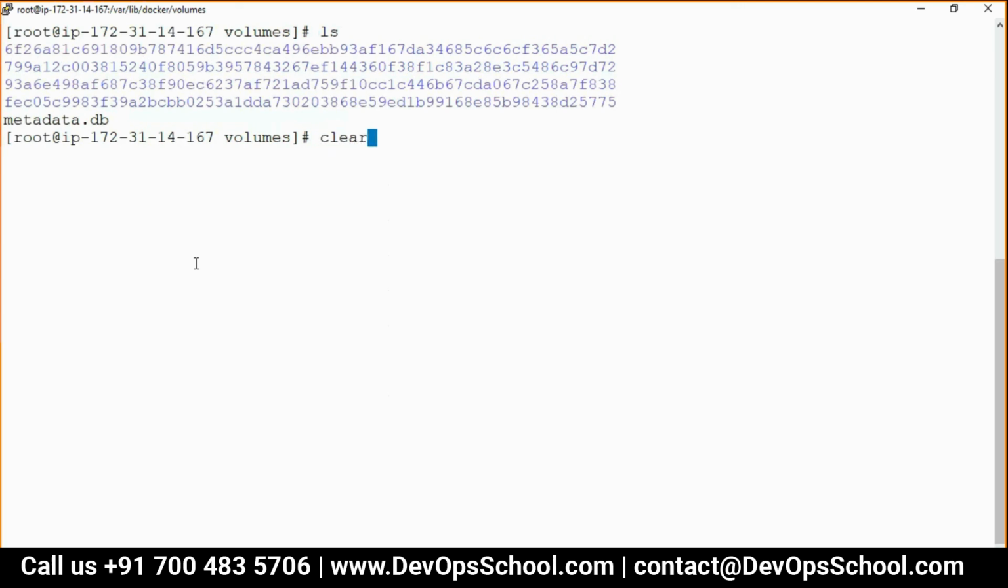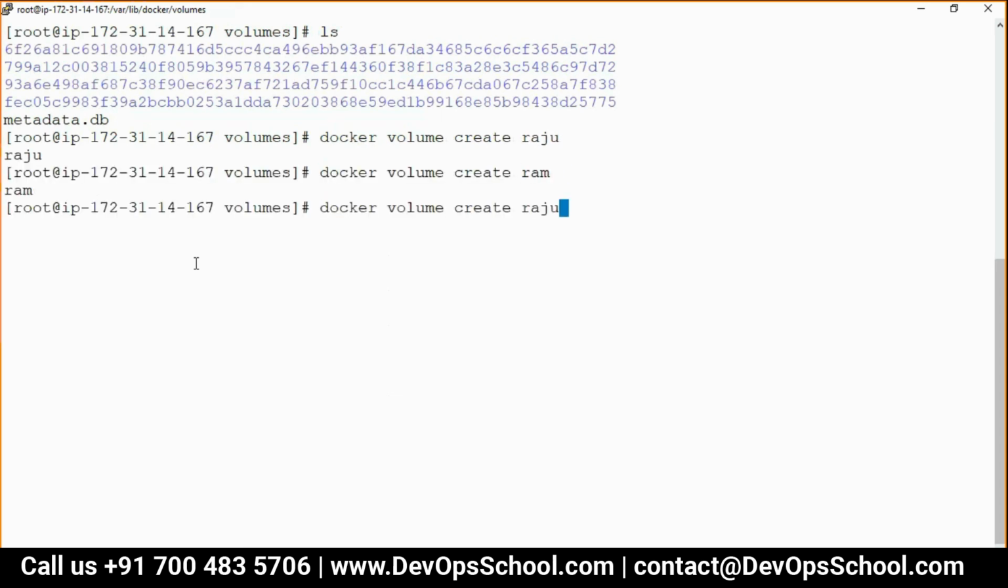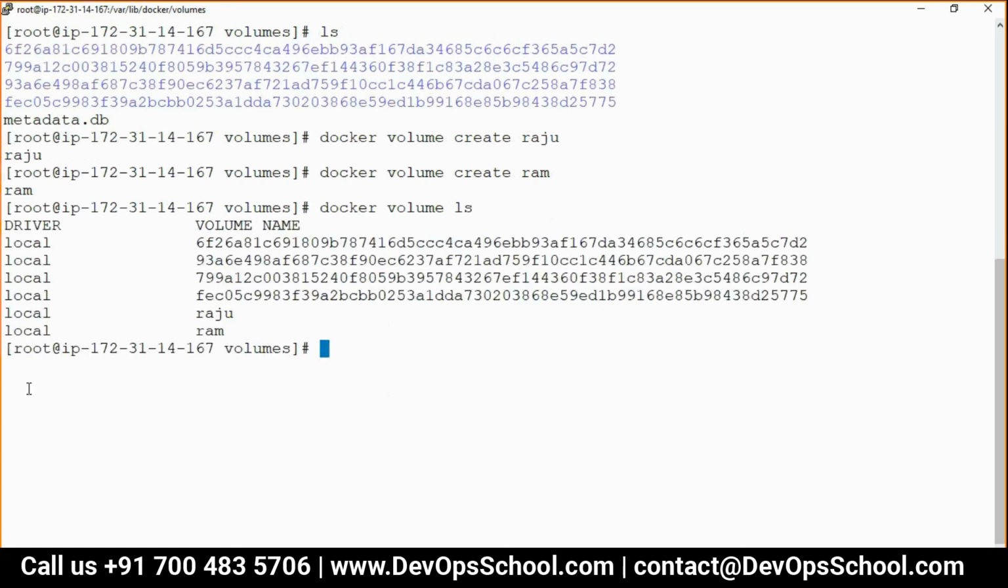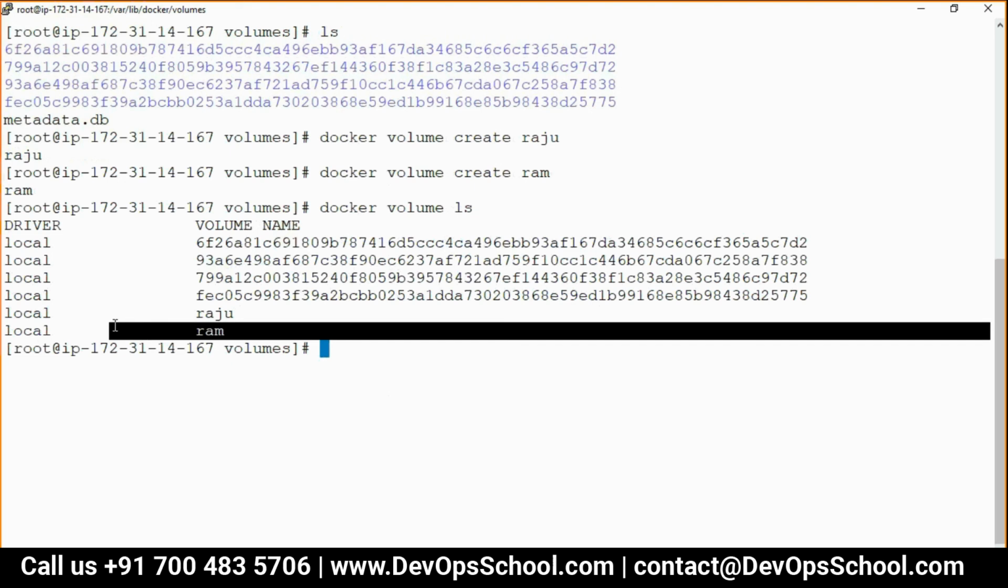Okay, so now I'll create the volumes one more time. Create Raju, create Ram. So I create 2 volumes again. See, they are empty volumes. So you can list the volumes, you can create a volume, you can delete a volume, prune the volumes. But how can you use the volume? That is the question.